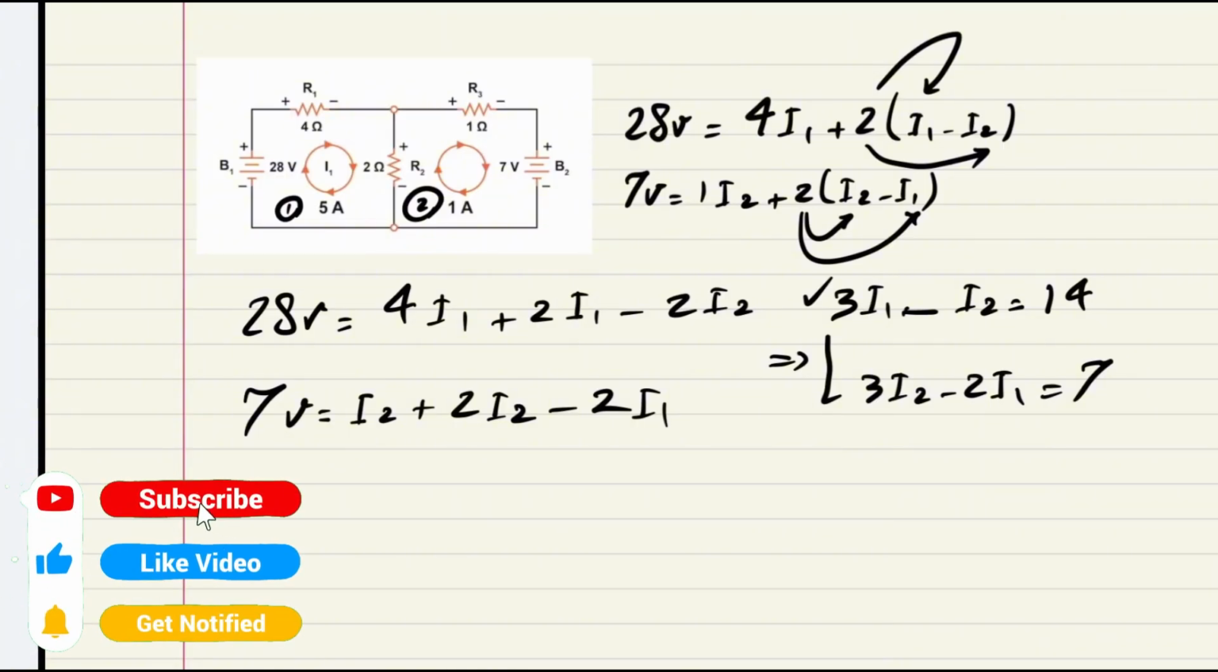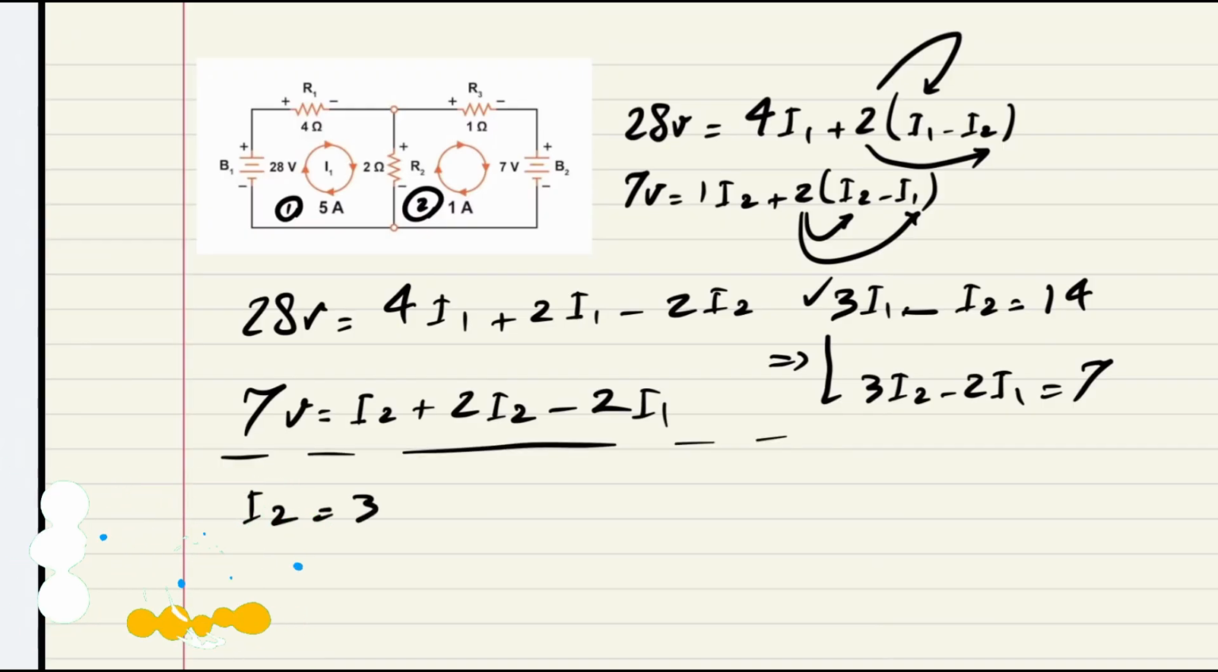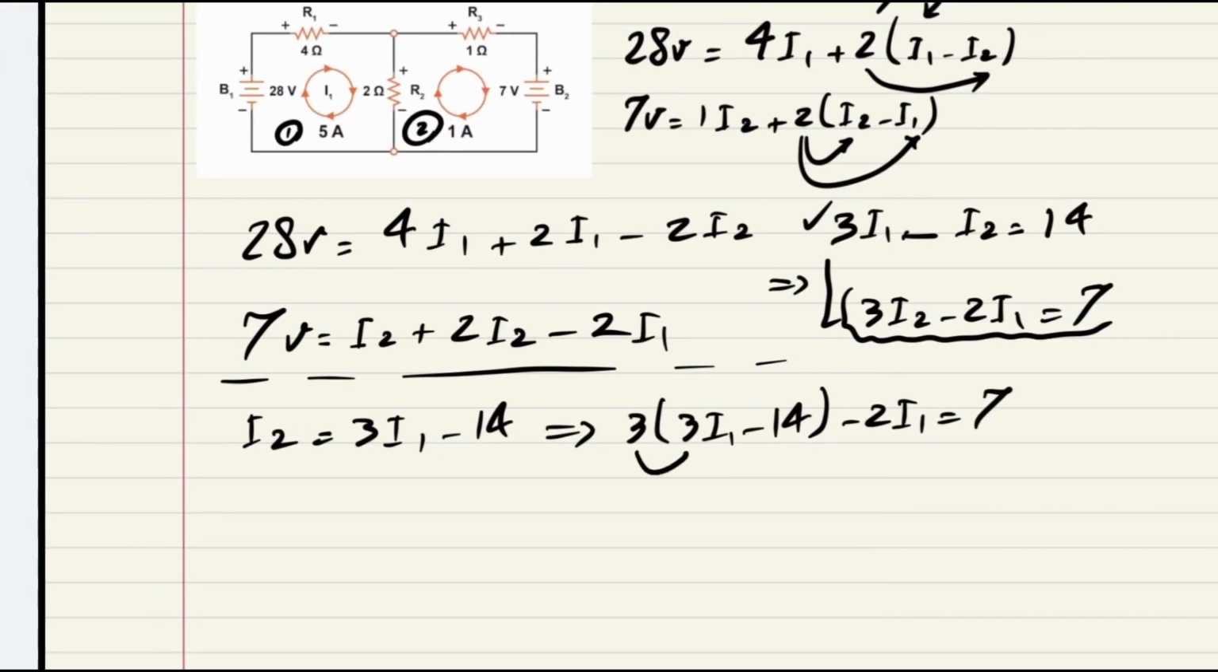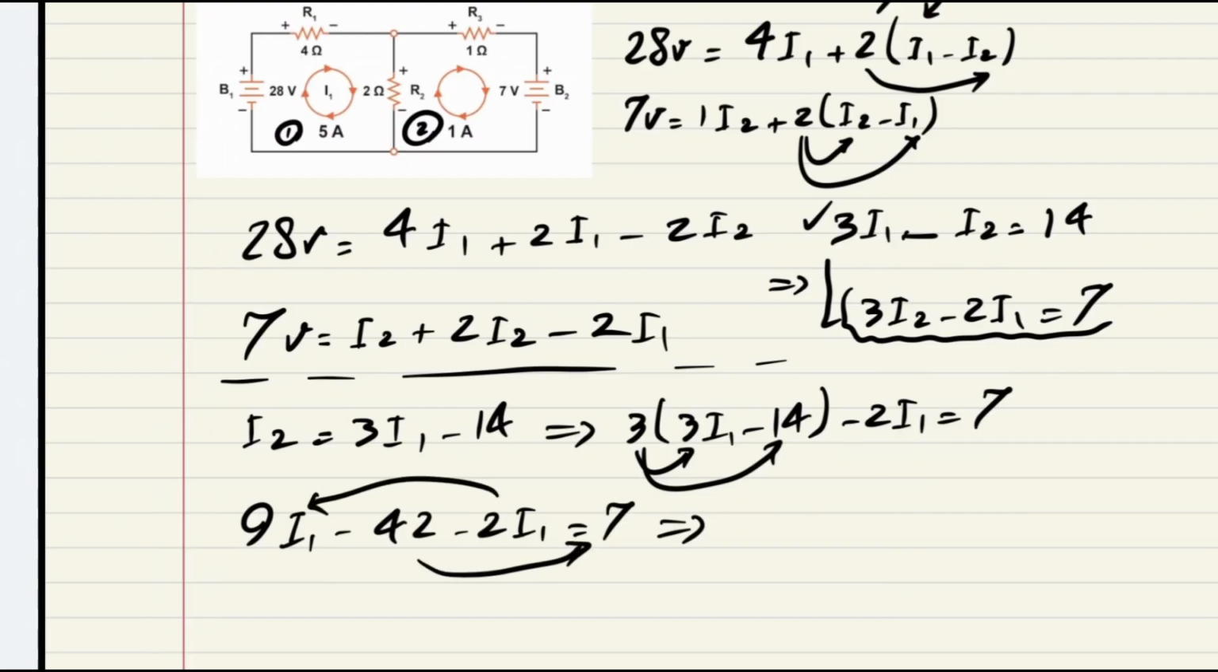In this form, I can find I2 based on I1. My I2 would be 3 I1 subtracted by 14. Then I have to put it inside this equation. So what do I get? 3 times 3 I1 subtracted by 14, subtracted by 2 I1 equals 7. Expanding, 3 times 3 I1 and 3 times negative 14, it would be 9 I1 subtracted by 42 subtracted by 2 I1 equals 7. If I rearrange it, move the 42 to the other side and combine the terms, 7 I1 equals 49.